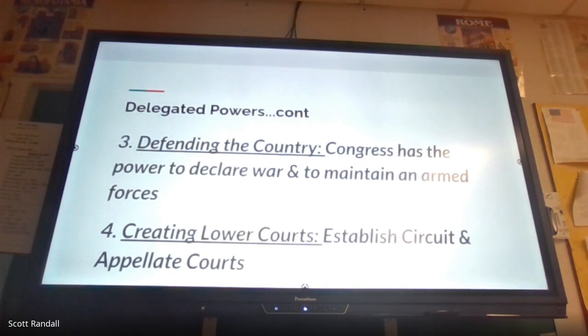Also creating lower courts, establishing circuit and appellate courts. Each region has district courts and stuff like that, that you'll hear the numbers for, and those are the federal courts. While the judicial branch is part of that court system, it's Congress that determines where these courts are set up. All right, so that's all in Section 8 as well.